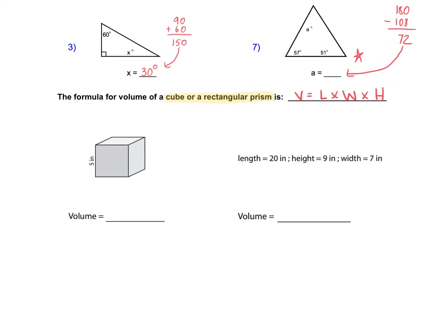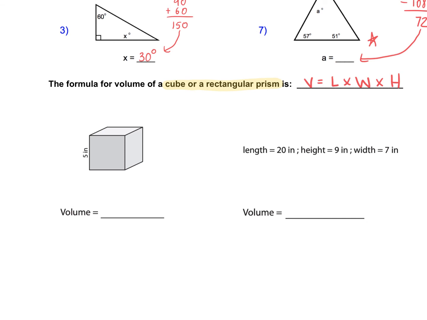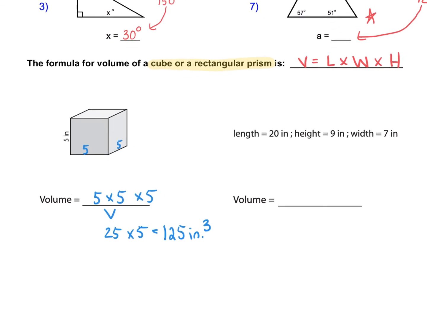Let's take a look at our volume of our cube. If we're going to use that formula, then remember, it's a cube. So if the height is 5, the length is going to be 5, and the width is going to be 5. So we need to multiply 5 times 5 times 5. When you multiply that here, we get 125 inches cubed since it's volume.